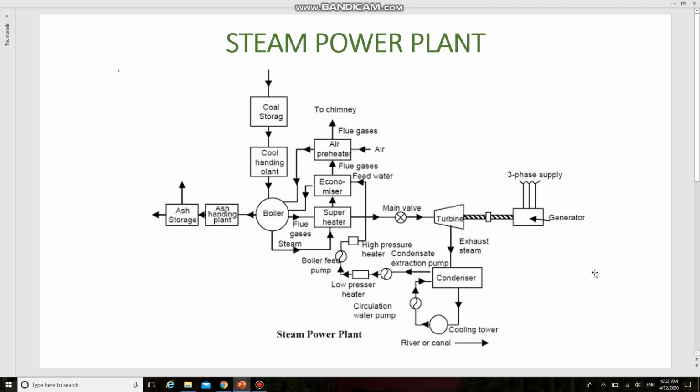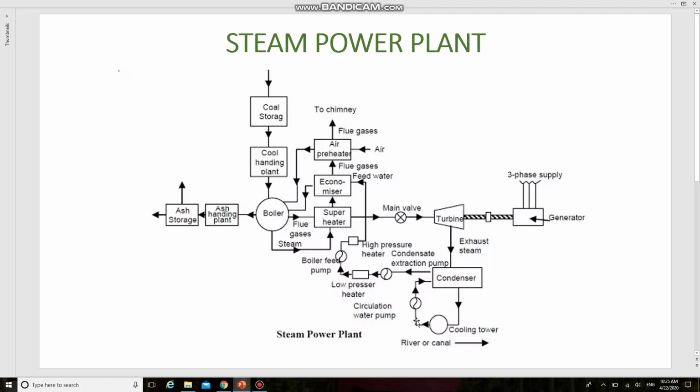So the quantity of cooling water required to condense the steam is considerably large, and it is taken from a lake, sea or river. The cooling water is taken from the upper side of the river. It is passed through the condenser. So this is the condenser, and the heated water is discharged to the lower side of the river. Such a system of cooling water supply is possible if adequate cooling water is available.